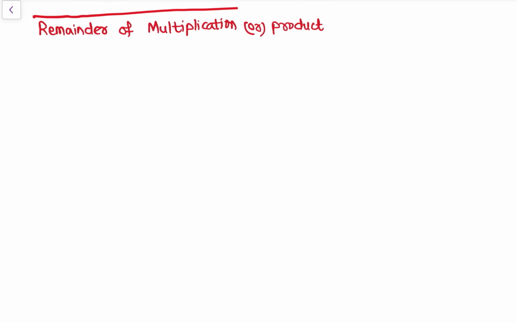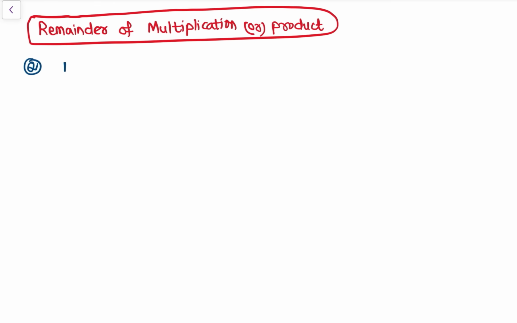Remainder of multiplication or product. Now say question: remainder of 18 into 30 into 17 divided by 4.